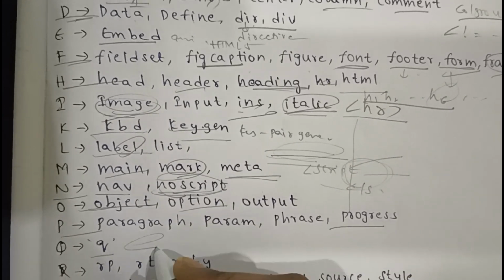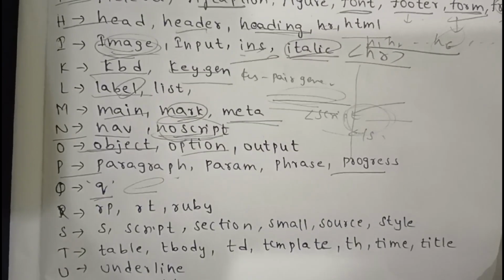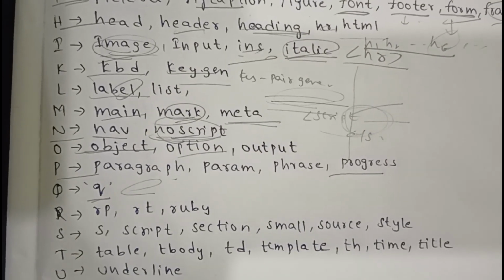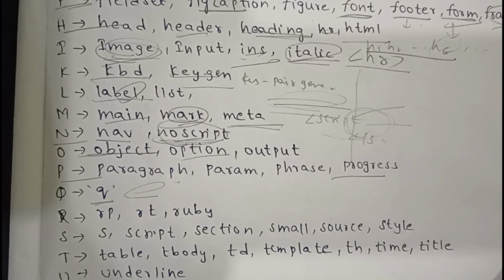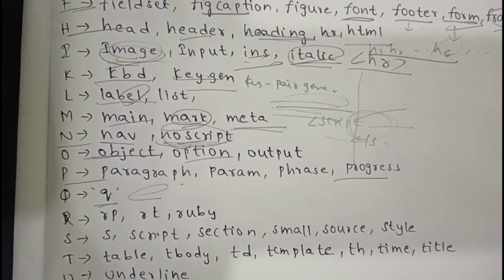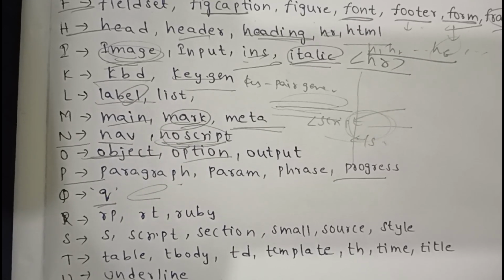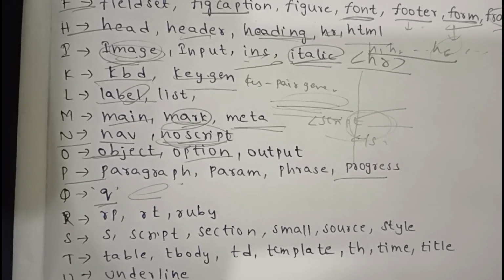Some quotations we'll be using, right? For those quotation tags we use Q. Next, coming to R. What is RP? RP is used to provide parentheses around a ruby main text. And rt in HTML is used for the explanation of ruby annotation, which is a small text attached to the main text.